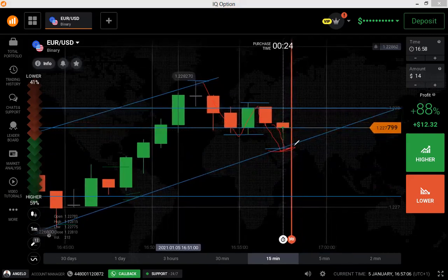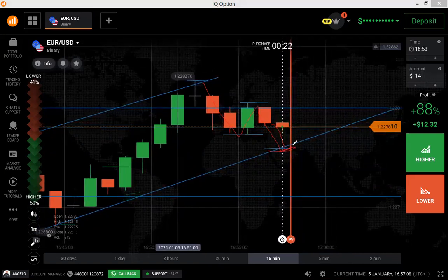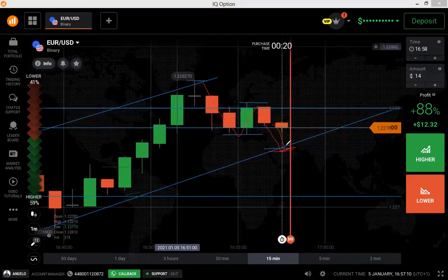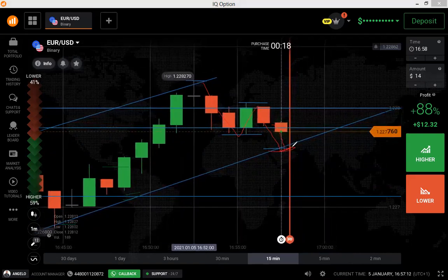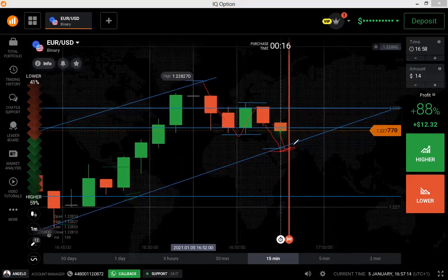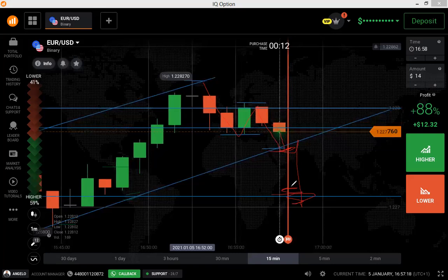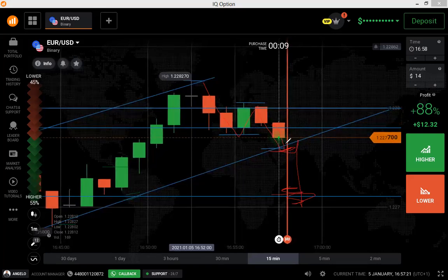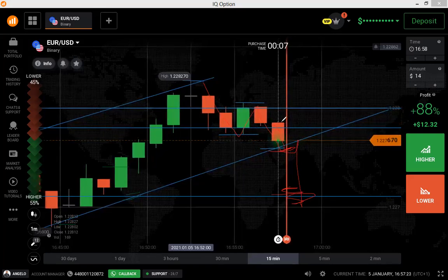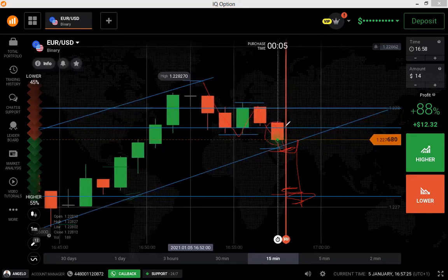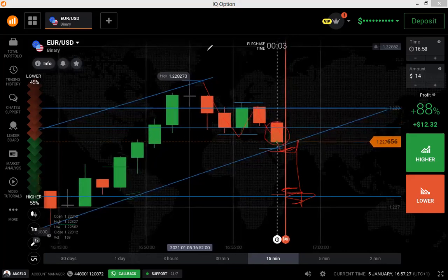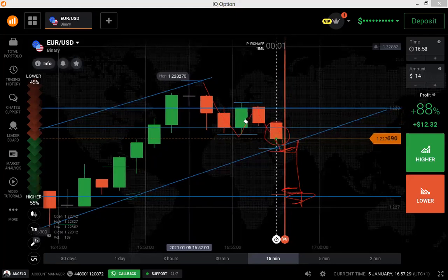If sellers fail to break this lower trend line, I think that is a sign that maybe some sellers left the market at that moment. But if they break this lower trend line, they will continue to this. If they fail to break this lower trend line, that is a sign that the sellers who were supposed to break it left the market, so they give a chance for the buyers to take over.